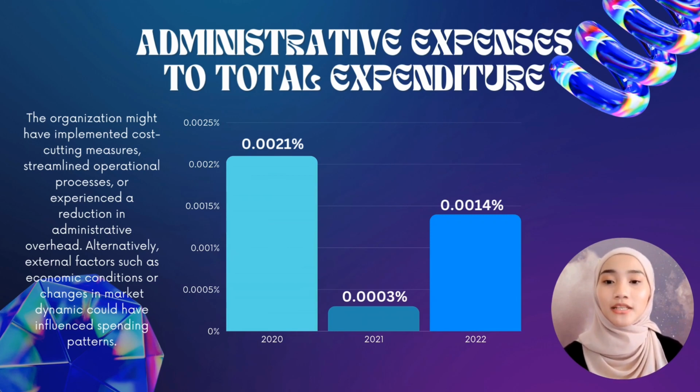Several plausible explanations could account for this sharp decline. The organization might have implemented cost-cutting measures, streamlined operational processes, or experienced a reduction in administrative overhead.